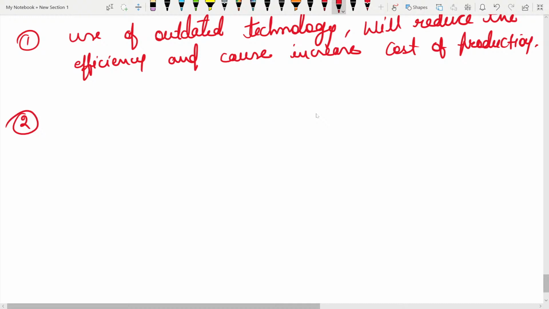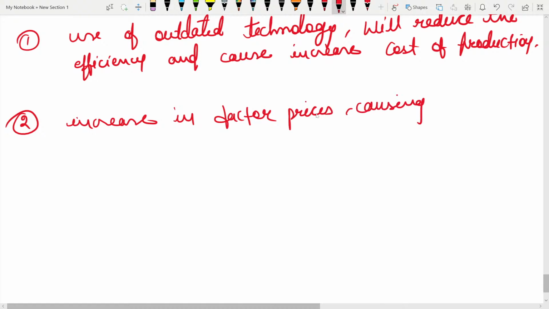Second point, increase in factor prices causing increase in cost of production. So if factor prices increase, what will happen? Due to increase in factor prices, it will add on to the cost of production. So cost of production also goes up.